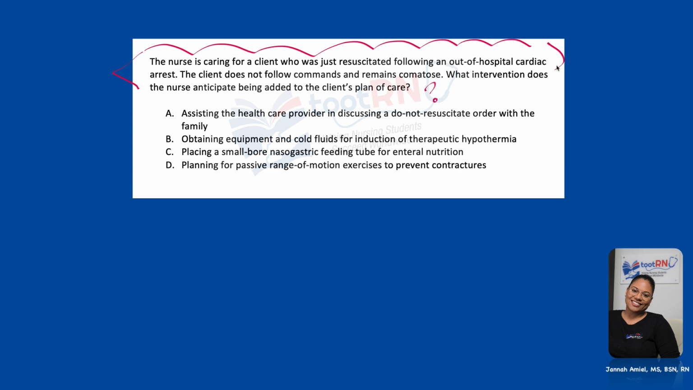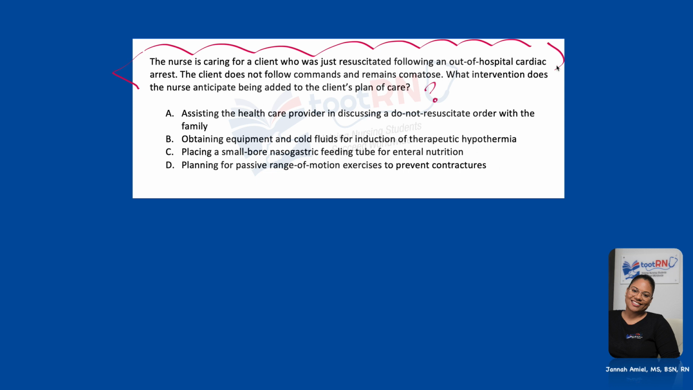We've got to start to apply our knowledge. So you know this person was resuscitated from an out-of-hospital cardiac arrest, and this client does not follow commands and remains comatose. Before even looking at any of the answer options, what are we thinking? This is where we have to put our noggin to use. The client's not following commands and they're still comatose. Thinking like a nurse, you're thinking there's some type of neuro problem going on, right? That makes sense because after cardiac arrest, or during and after really, you can have neurologic injury because of decreased perfusion to the brain. So this sounds like a neuro problem.